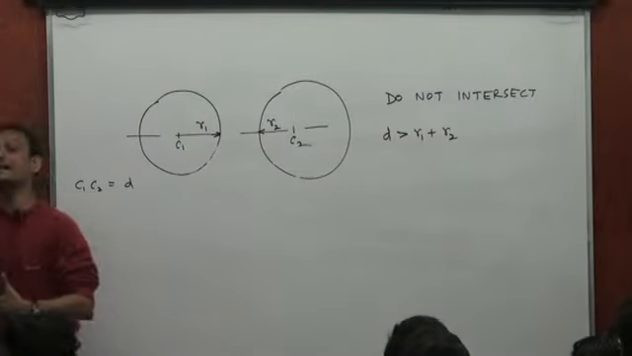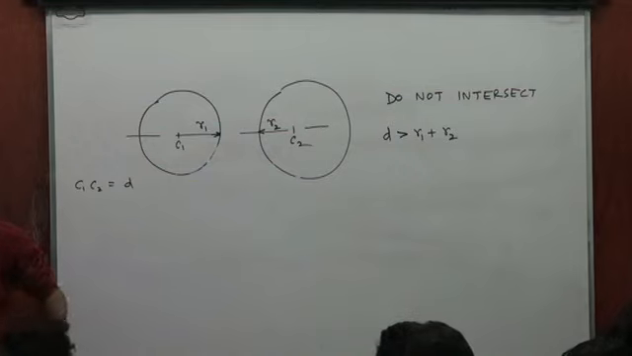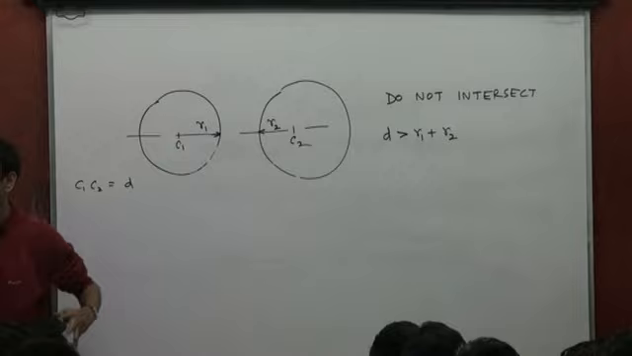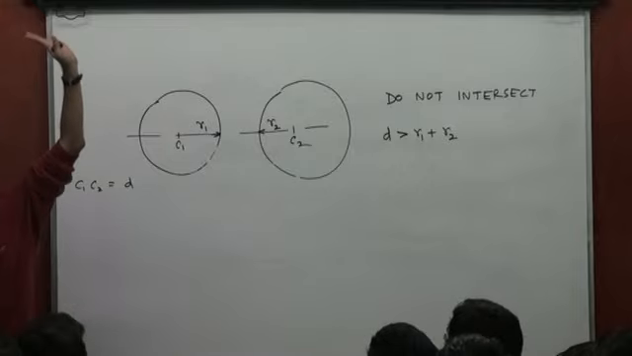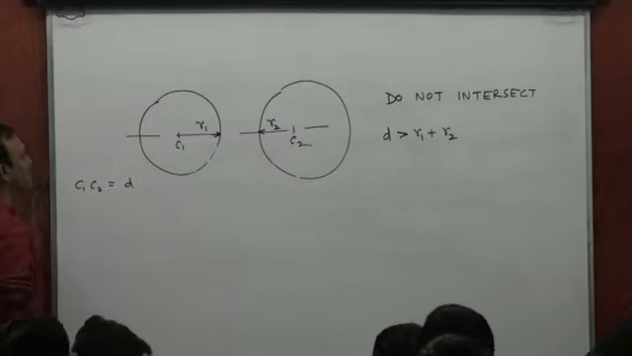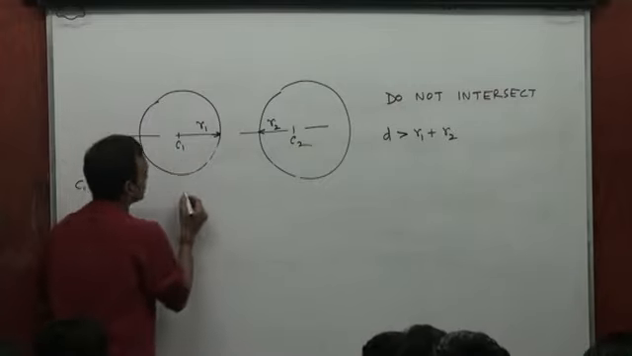So if the distance between their centers is greater than the sum of the radii, you can claim that the circles don't intersect at real points. They do intersect, but they intersect at two imaginary points, right? So they don't intersect at real points.